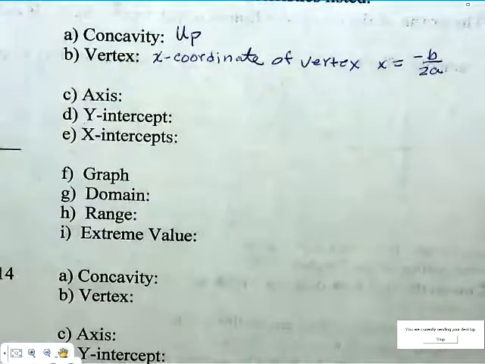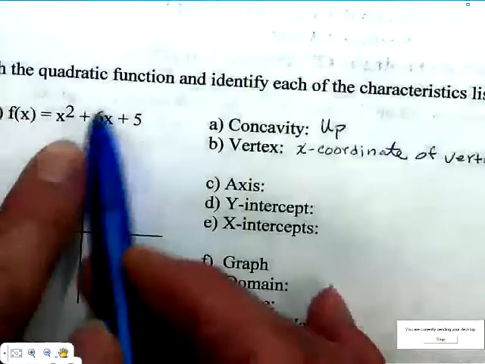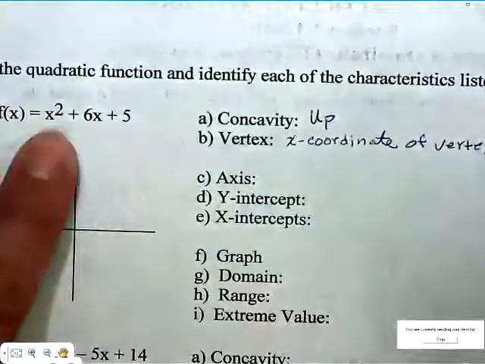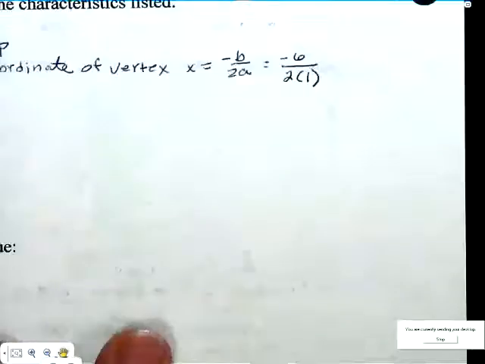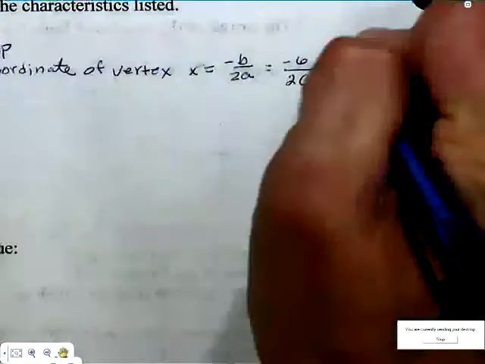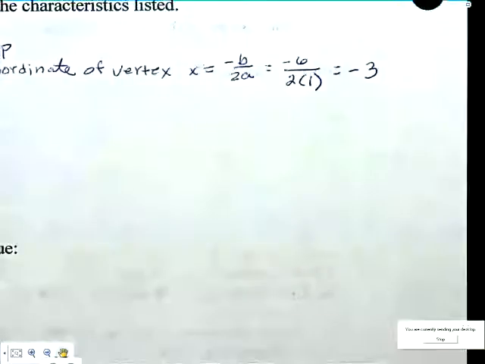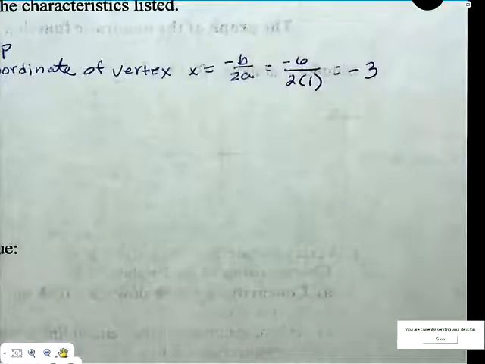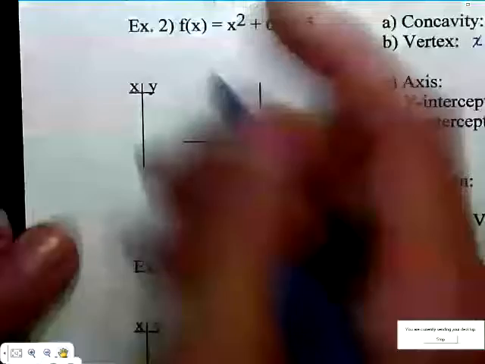All right, negative b is just the opposite of b, or the opposite of the coefficient of the first degree term. Negative 6. The denominator, 2 times a, that's 2 times the leading coefficient. So the x-coordinate of this vertex is negative 3. That's just the x. How do I find the y? Put that back in the place of x in the original function. As a matter of fact, I think I'll go ahead and just put it in the middle of my XY chart.